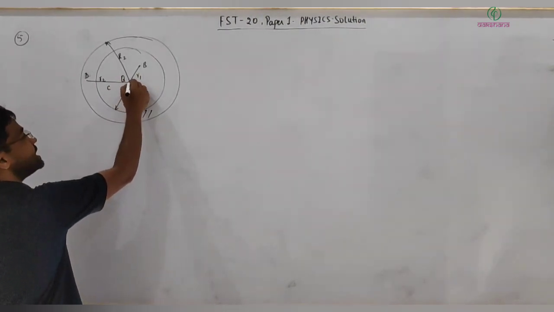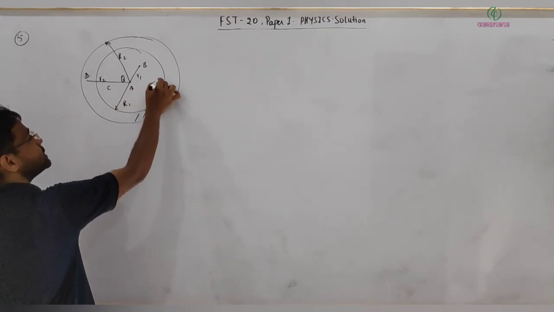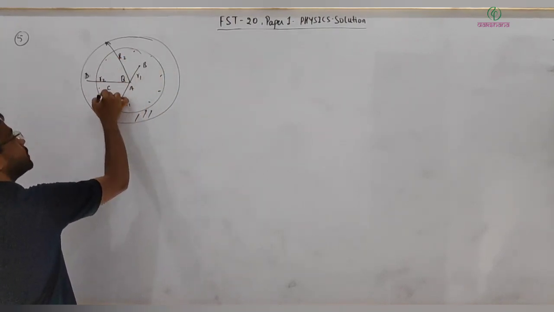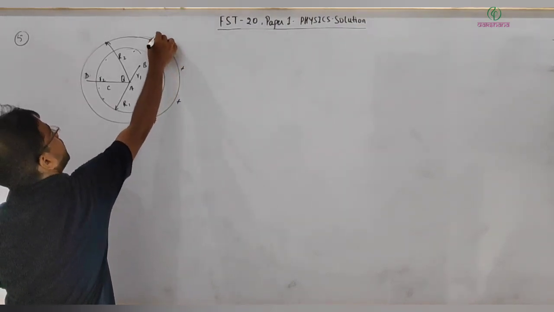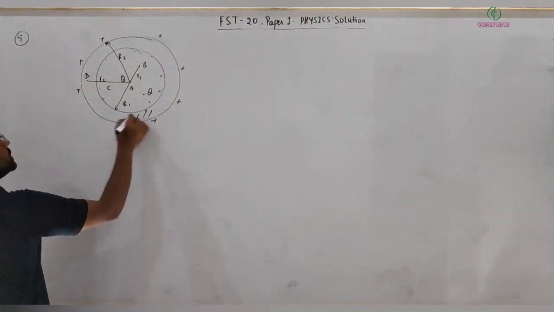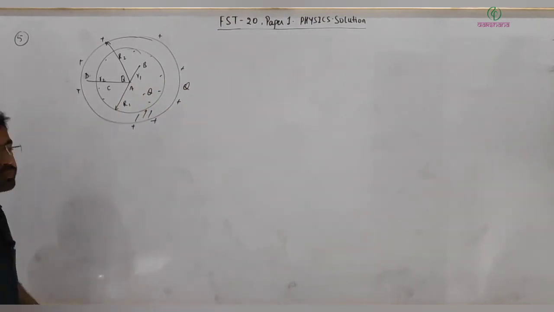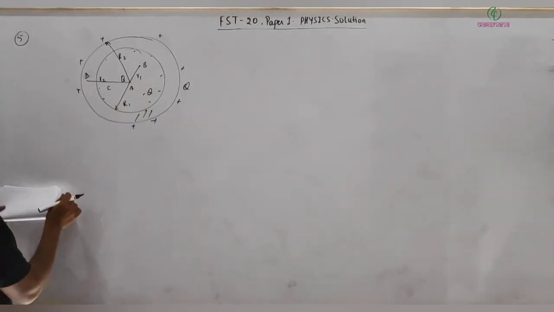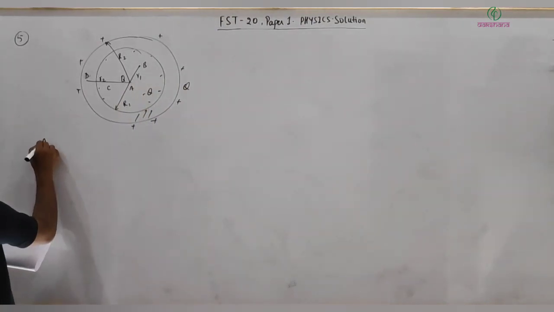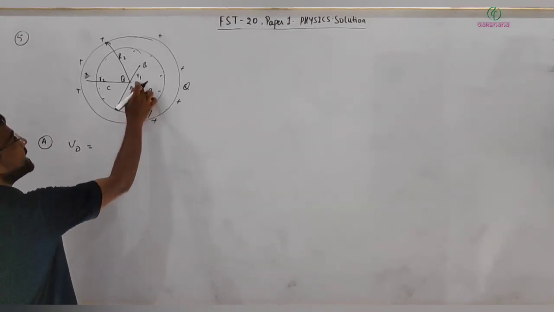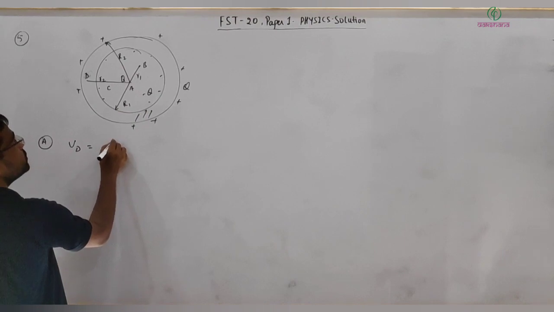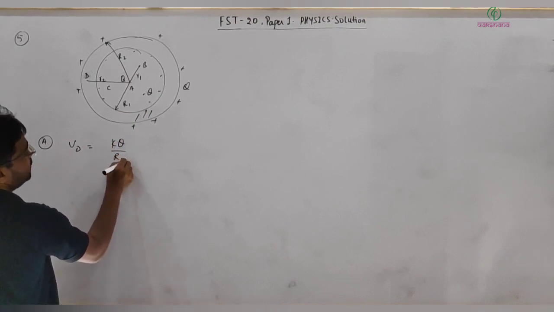So Q is placed at center. What will happen? Some minus Q will appear on the inner surface, and plus Q will appear on the outer surface. This will be the system. Now it's asking potential of point D, VD, will be equal to what? Potential due to the inner and outer charges will cancel, so VD will be equal to simply KQ divided by R2.